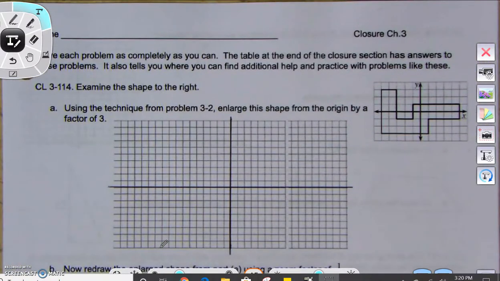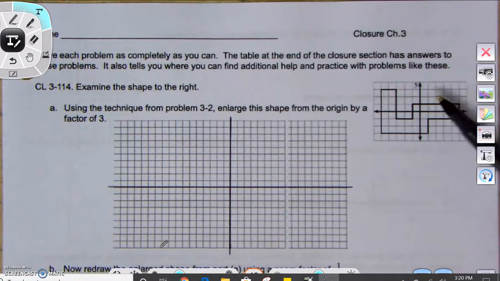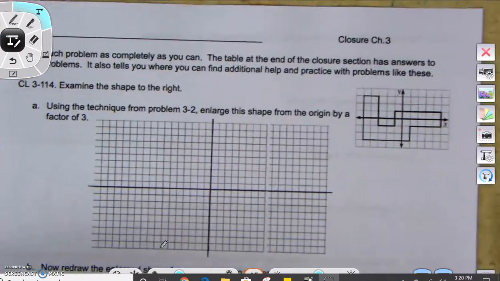So we're going to look at our review here. The first one in this particular problem says solve each problem as completely as you can. So in this one, using the technique from problem 3.2, enlarge your shape from the origin by a factor of 3. Since it's centered at the origin, we can just figure out what our ordered pairs are and multiply those by 3.